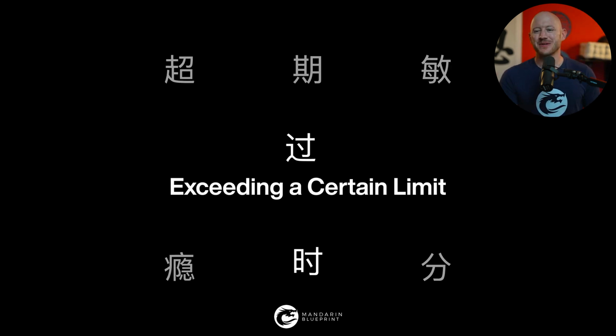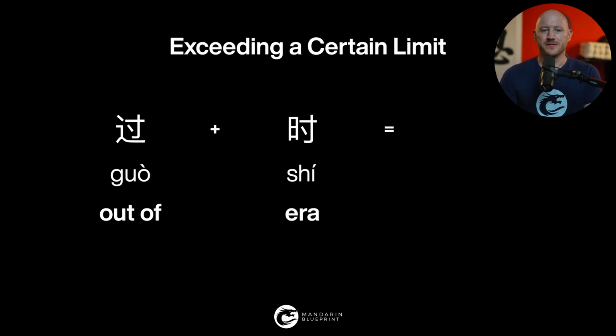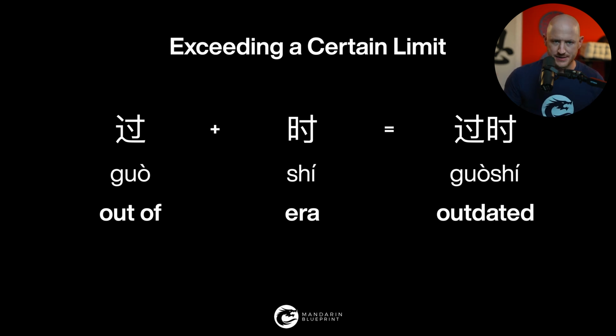So next we have 过时. So 时 means time, but it can also mean an era. So if something is over an era, exceeds an era, it's out of an era, well, it's outdated. It's like, huh, your hat is so 2023. That's really 过时.